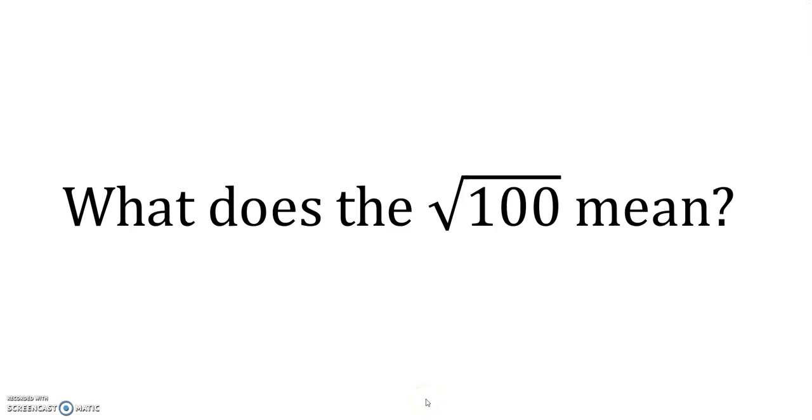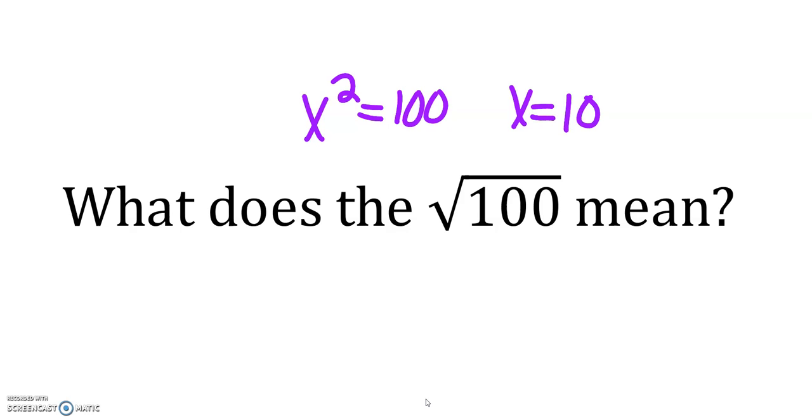All right, we're talking about rational exponents and radicals today, so let's just jump right in. So what does the square root of 100 mean? This might feel really simple, but what does it mean? Well, it means that there's some number that when we square it, it equals 100. And what number is that? Well, you all know that that number is 10. It has to be 10.